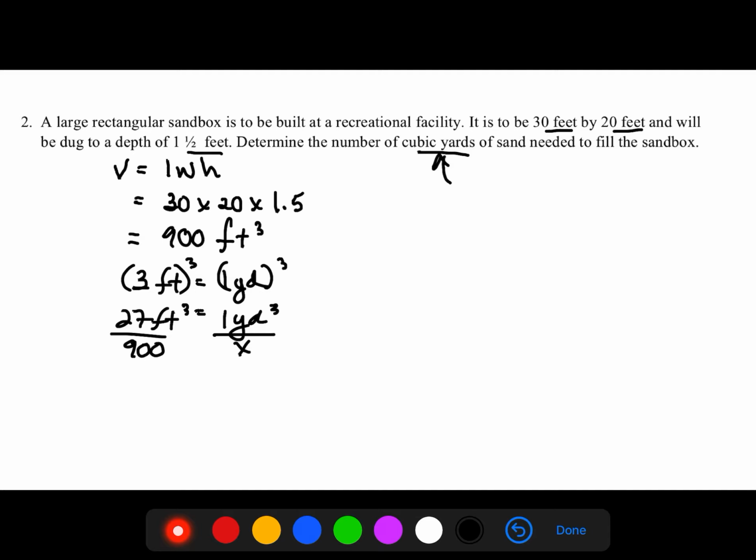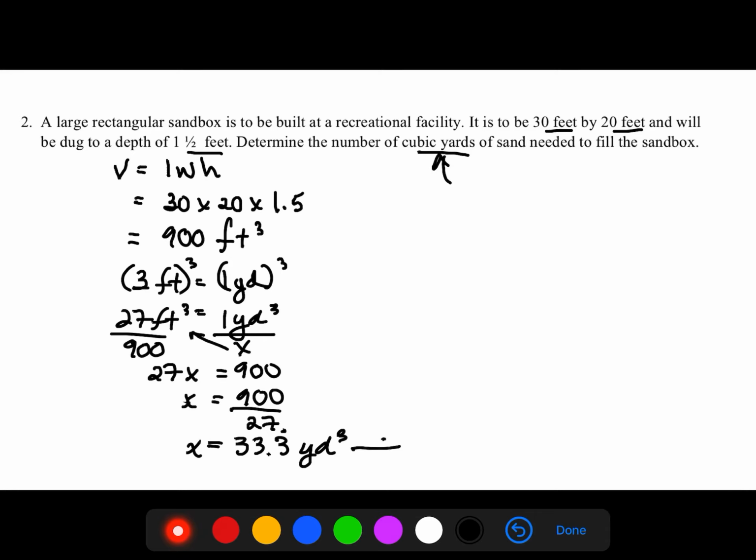And now we can use what we know. We know we have 900 cubic feet. We want to know what it is in cubic yards. So we do our cross multiplication. 27x equals 900. So x equals 900 divided by 27, which means that we get 33 and 3 repeater. So 33 1/3 cubic yards.